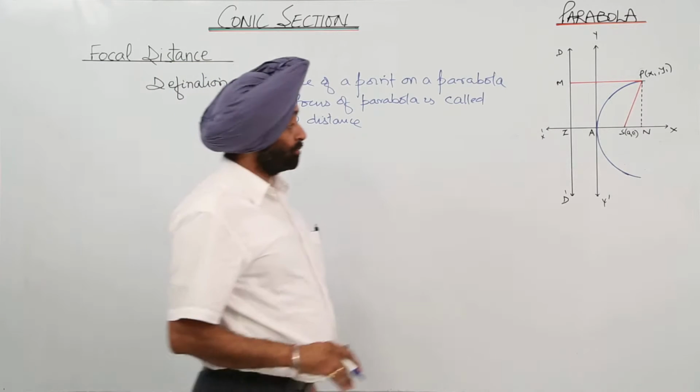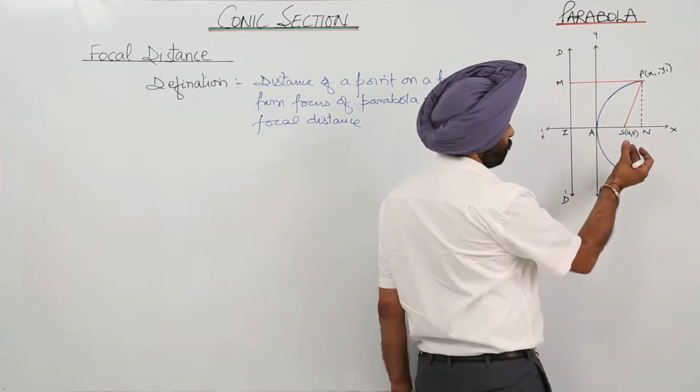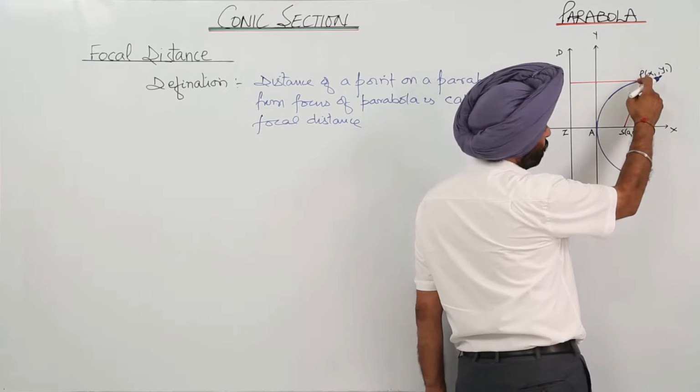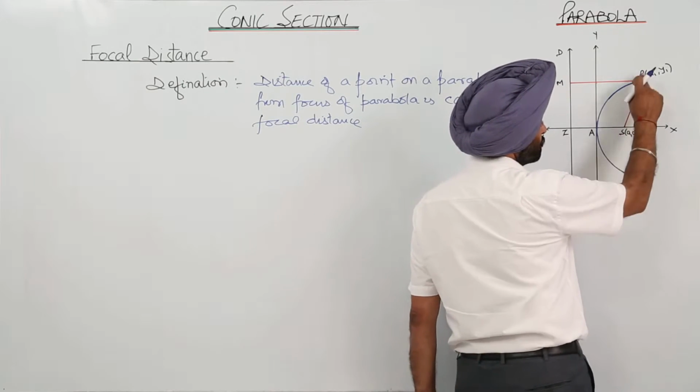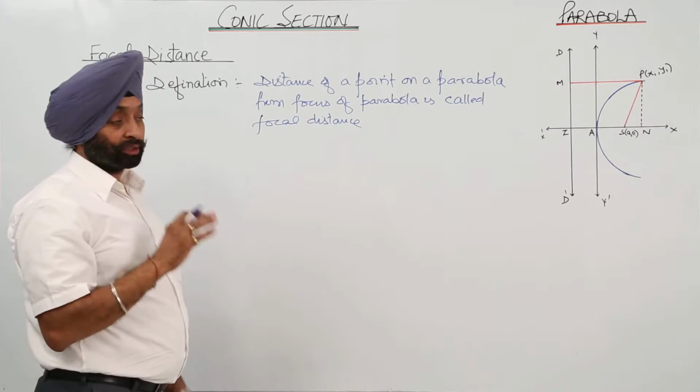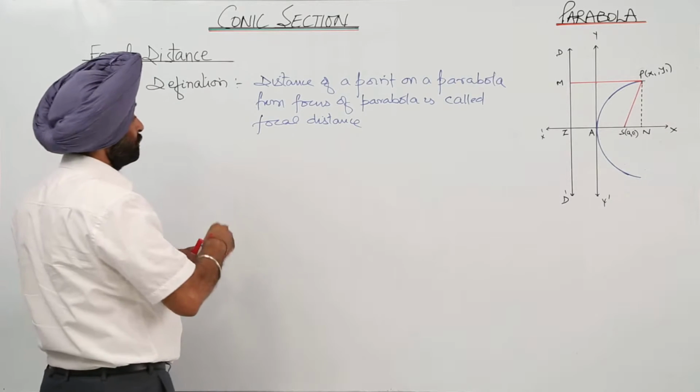Now a figure has been drawn here. Where is the focus? S is the focus. P is a point on a parabola. Okay, so SP is a focal distance. Is it clear?